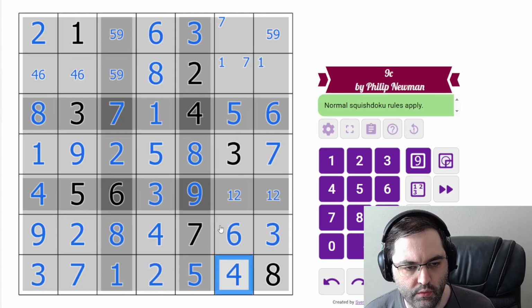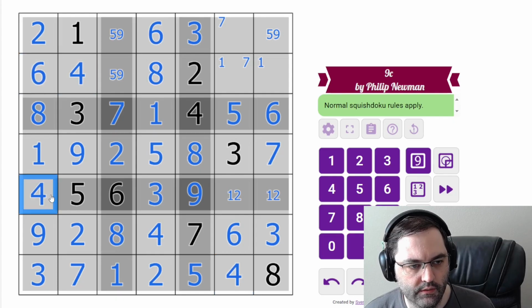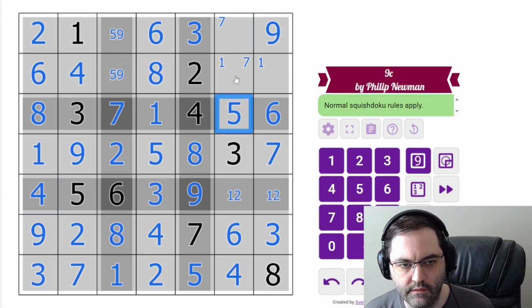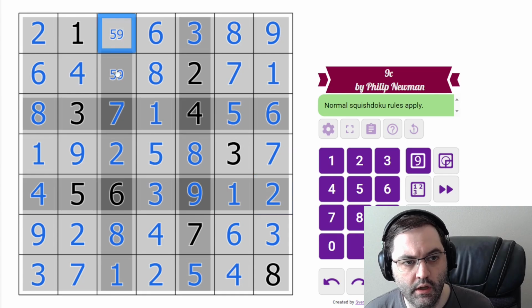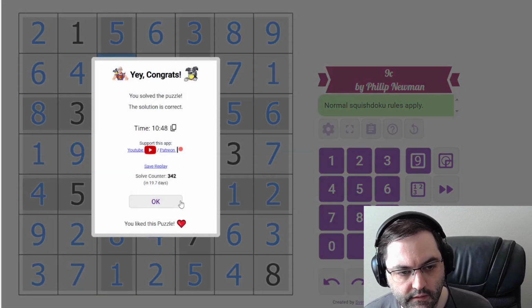This is 6 and 4. 6 and 4 here as well from that 4. This is 9, since we have the 5 here. 8 can't go in these cells, so it's here. Which places 7 and 1, 1 and 2, and finally 5 and 9. And that's the solution.